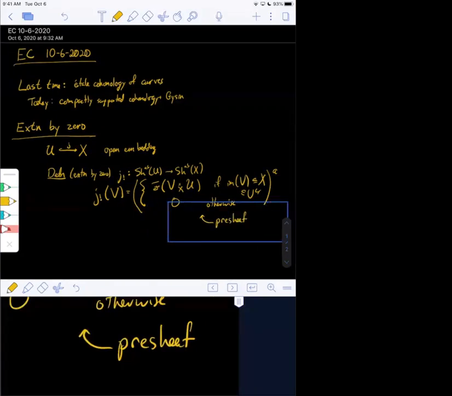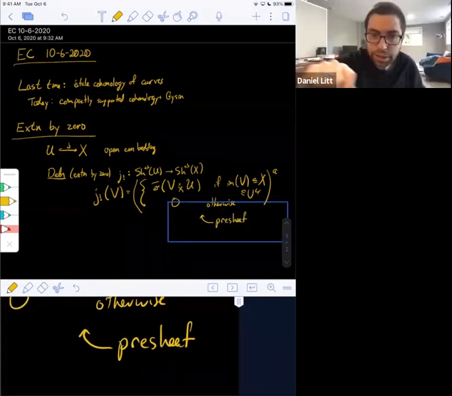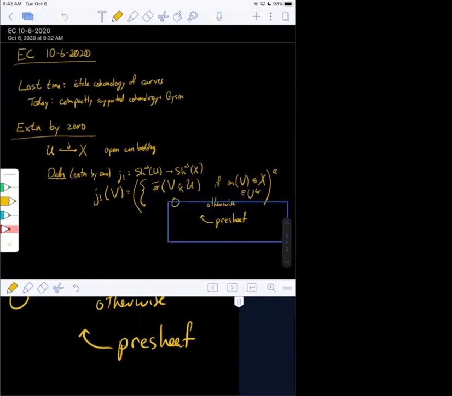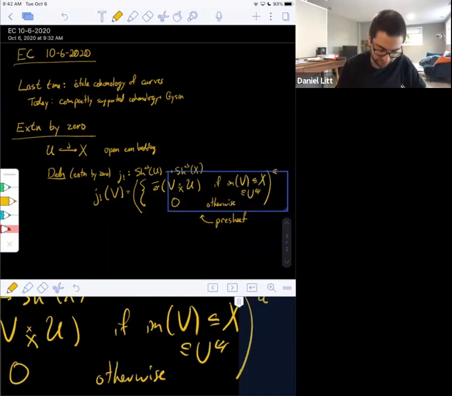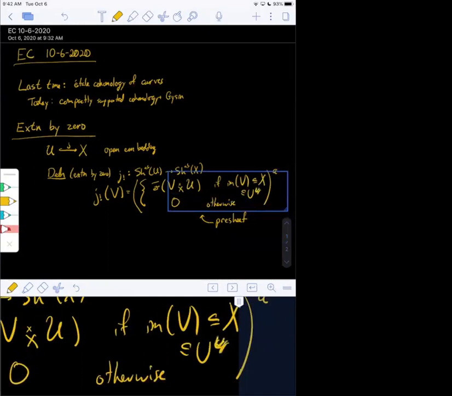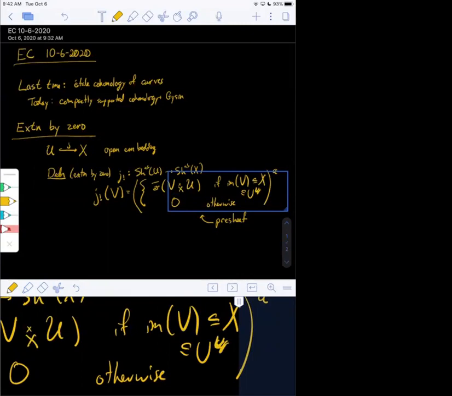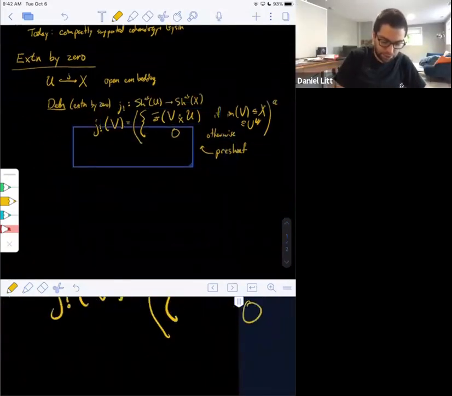You see what the superscript above the U is? Like the image of V is contained inside X. Oh, that's just another contained in. I see, okay. So it says the image of V in X is actually contained in U. V is a map to X, its image is some open, and I would like that open to be contained in U. Does that answer your question, Arvind? Yeah, thanks. Okay, great.